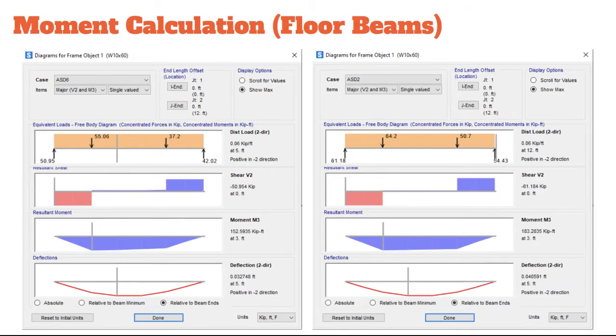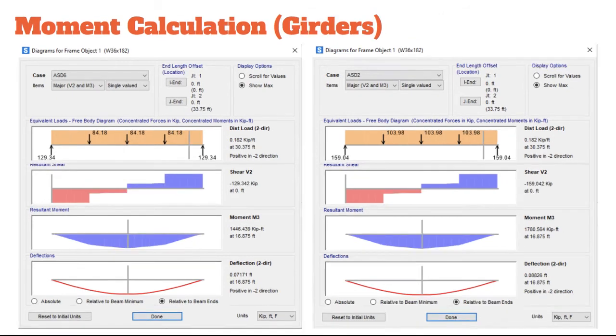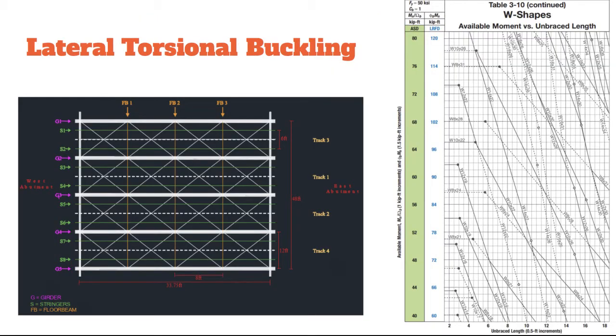The floor beams are designed as having 2-point loads from the reactions of the stringers. Then the floor beams flow into the girders, which have 3-point loads onto them. We can then use these maximum moments later on in the design process for member selection. We then check our lateral torsional buckling because our unbraced length is shorter than the minimum unbraced length for these members.